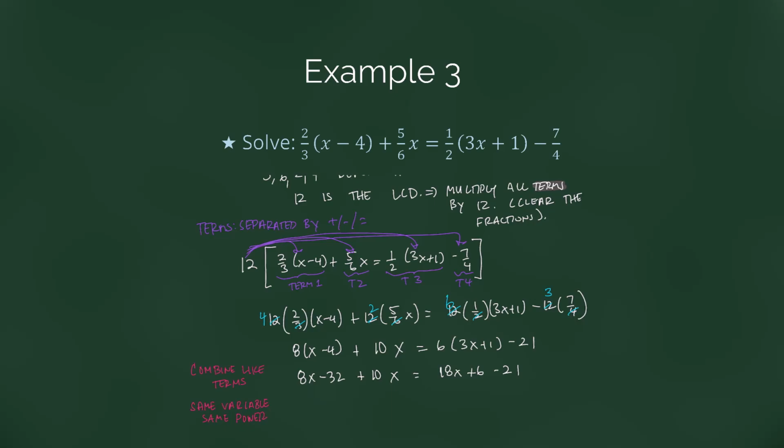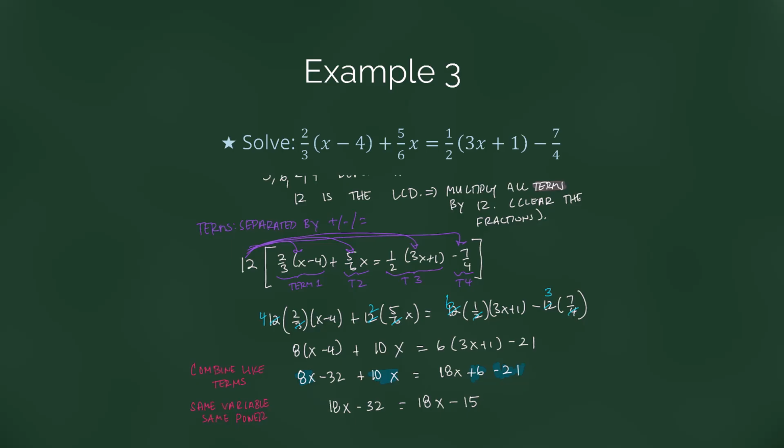We have 8x and a 10x on the left. Those can be combined. 8x plus 10x makes 18x. On the right, we have a 6 and a 21. Neither one of those has an x in it, which makes them like terms. And so now we have 18x minus 15. I forgot to write the x in that. Let me fix that. 18x minus 15.